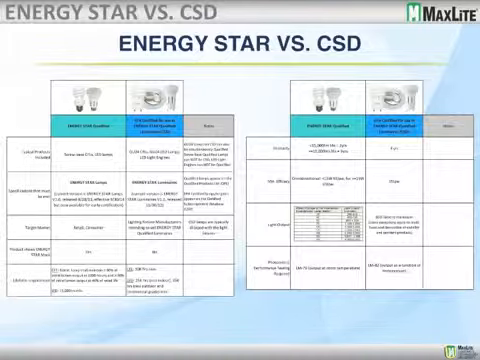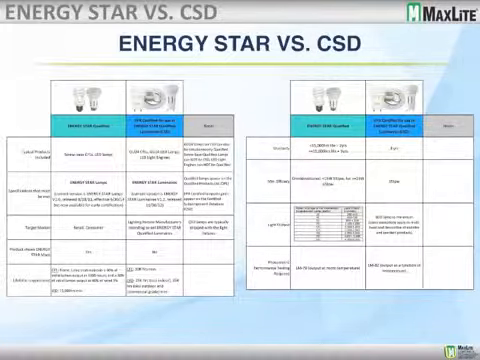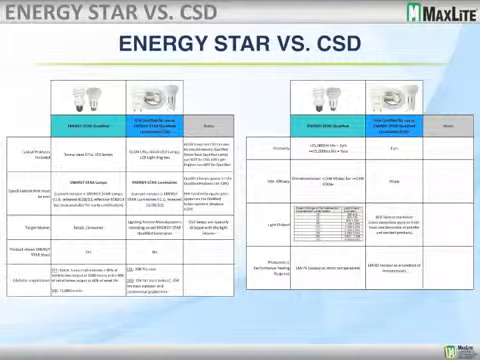Even with the warranty, Energy Star requires 2 years for 15,000 hours or less, 3 years for 15,000 hours or more. The CSD list is 3 years minimum, period. Minimum efficiencies are higher for the CSD list, and some other major attributes.